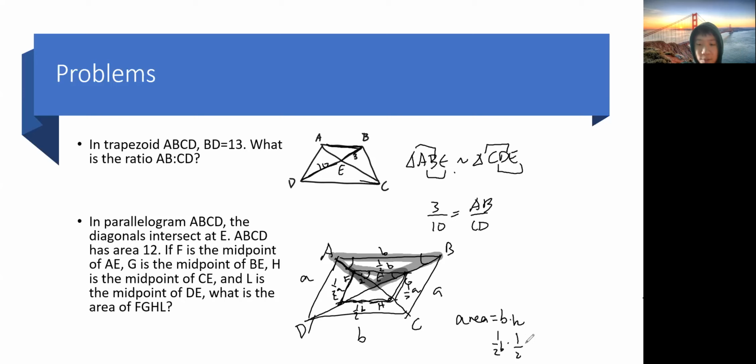So it's going to be 1/2 B times 1/2 H. So the area of the new parallelogram is going to be 1/4 B times H. The area of the original was B times H. So it's 1/4 of the original area. So the area is going to be 12 divided by 4, 3. Okay? Any questions about these?